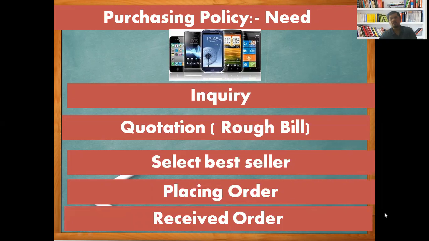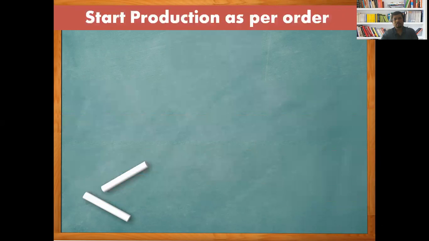Then the order is received. I have given the seller an order for 100 mobile phones, and the seller is going to write the 100 mobiles in his order book. Now the next step is to start production as per the order.